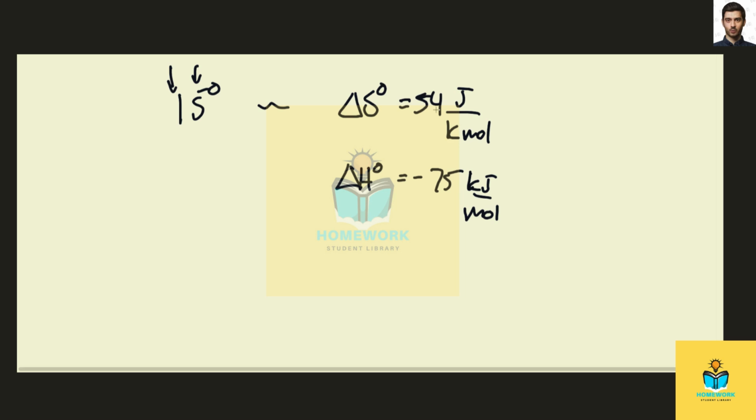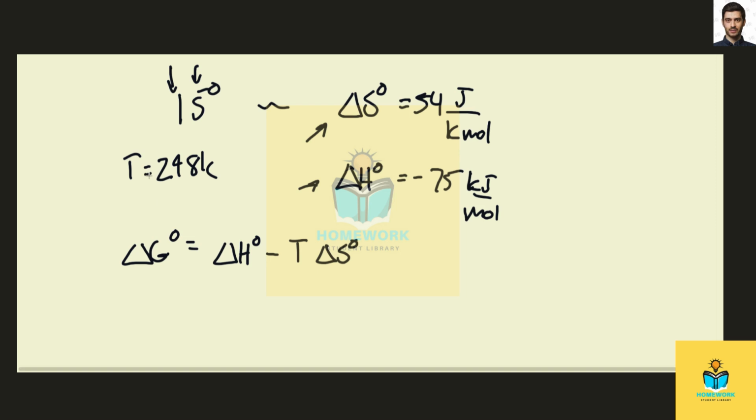And we are asked what the value of delta G is at 298 Kelvin. Well, recall that delta G naught equals delta H naught minus the temperature, T, times delta S naught. Well, we've got delta S, we've got delta H. They told us the temperature is 298 Kelvin. So we can go ahead and calculate this, right?